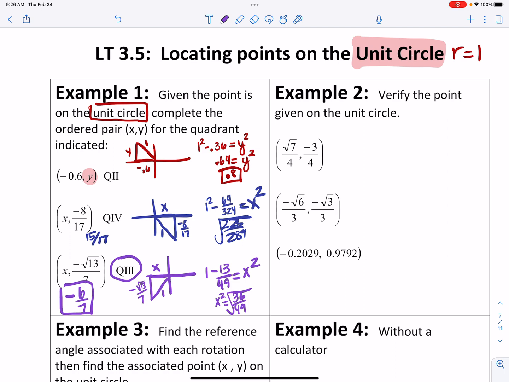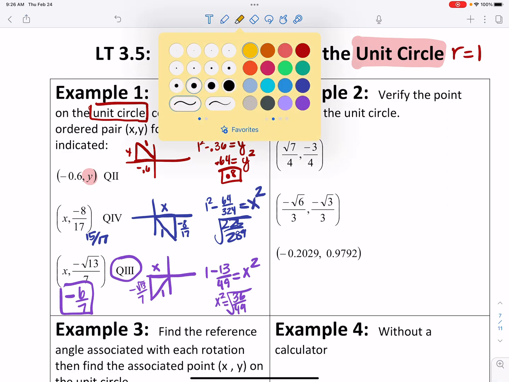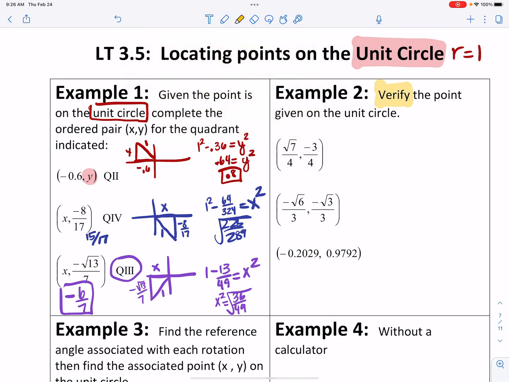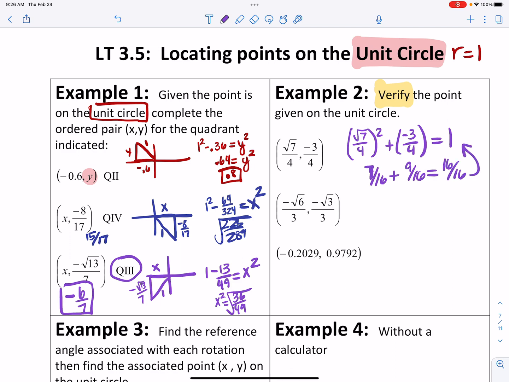On the next one, verify. The word verify means that you have to prove that it's true. Okay, so to verify, if this is my x and y, then I know that this squared plus this squared has to equal 1. So if I verify it, I would have 7 over 16ths plus 9 over 16ths. Well, that equals 16 over 16. So I just verified it.